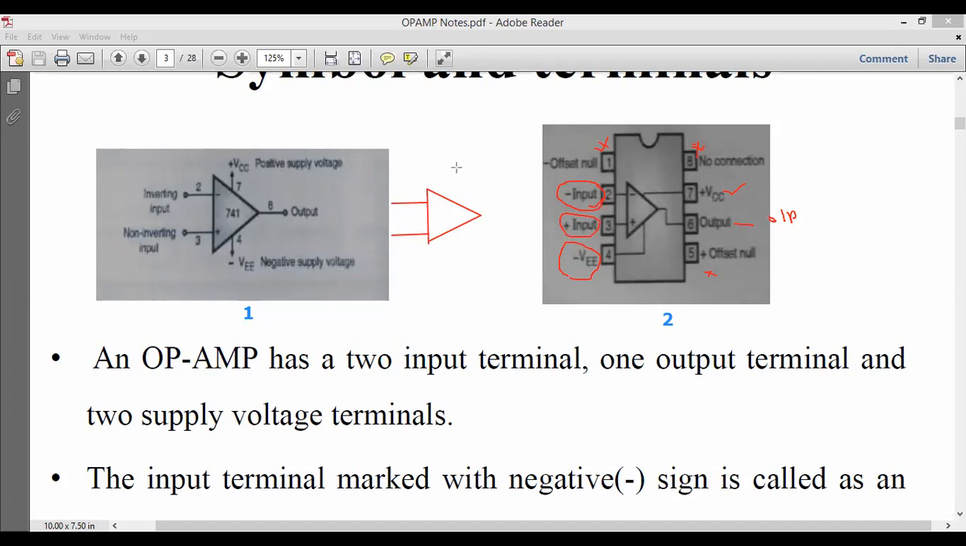It is a two input terminal device, and there are two voltage supplies given here. One is the positive voltage and another is the negative voltage, and one is your output. So if I call these pin number 2 and pin number 3, pin number 6, pin number 7, and pin number 4.